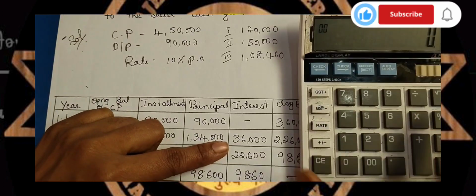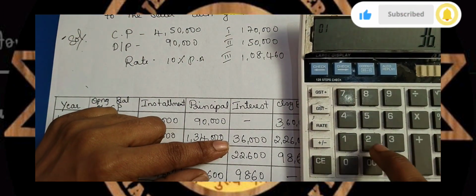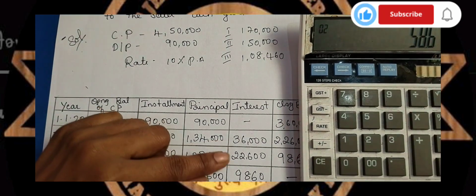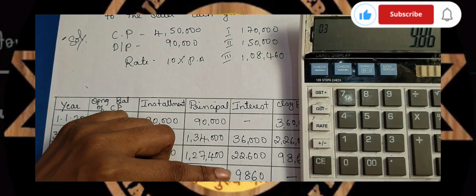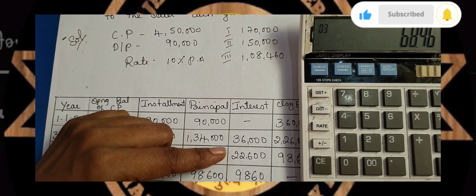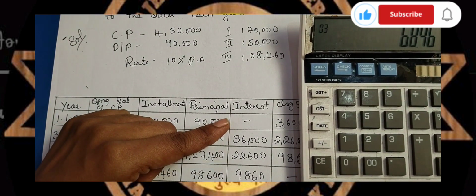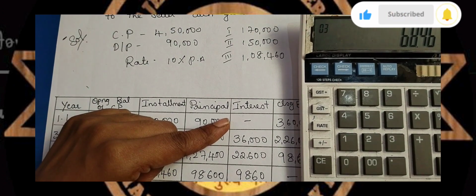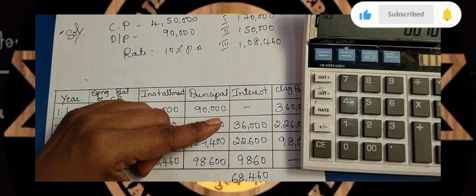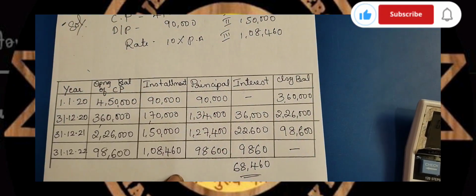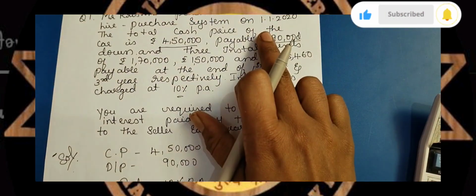Right, so what is the total interest amount? The total interest is 36,000 plus 22,600 plus 9,860, which is 68,460. This is the total interest amount we have paid on our purchase of the car.